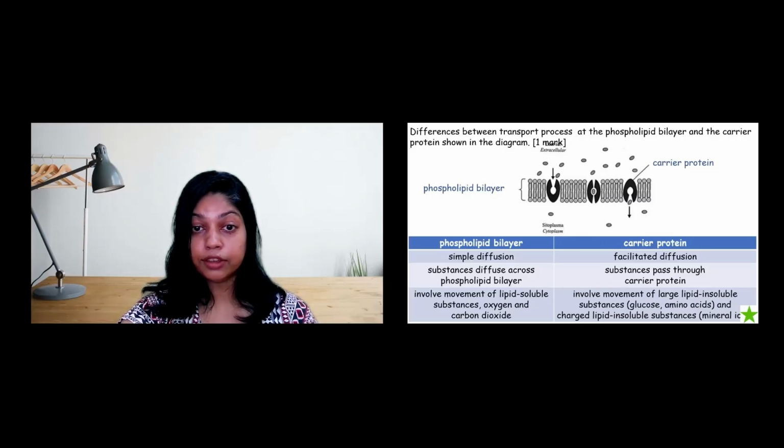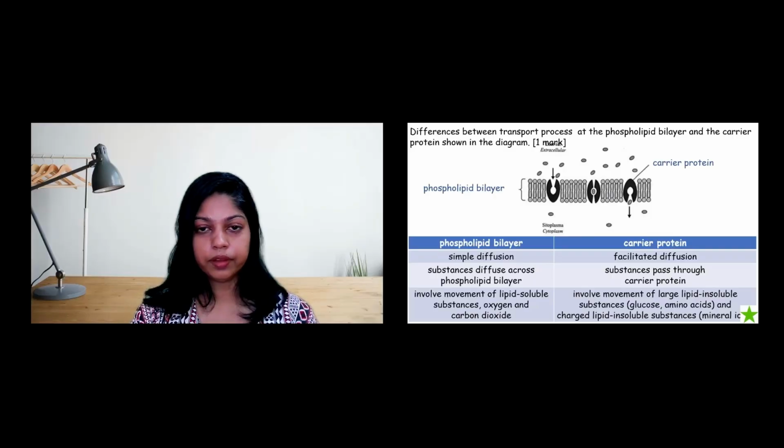Carrier proteins can function in both passive and active transport. However, the carrier protein shown in the diagram is not using energy and moves molecules down the concentration gradient. Therefore, it is carrying out facilitated diffusion. Water is not stated under the phospholipid bilayer because only a small amount of water moves slowly through the phospholipid bilayer. Water mainly moves fast through channel protein.